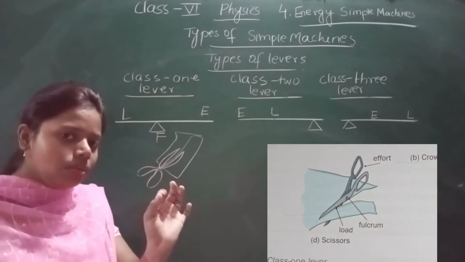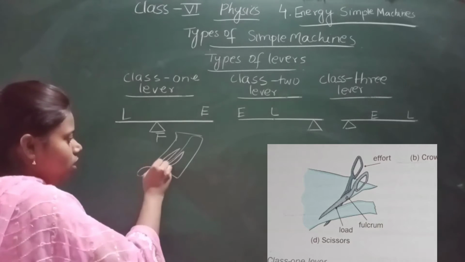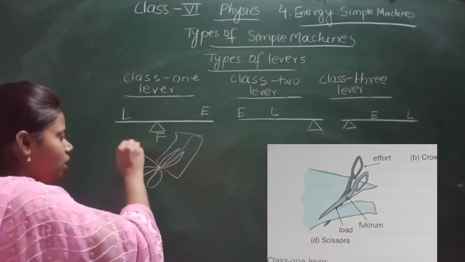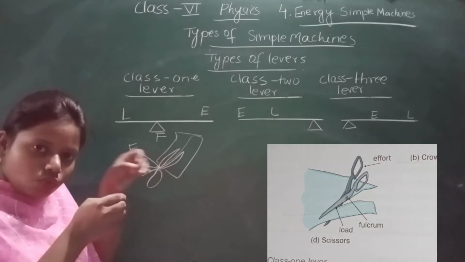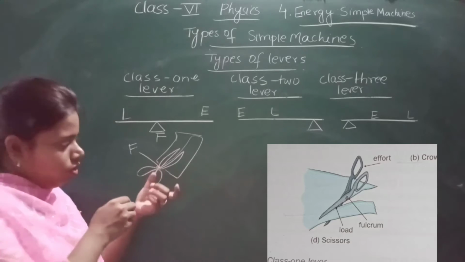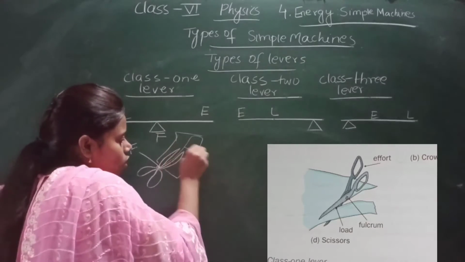So fulcrum, what is it? It is a fixed point. So here you will see a fixed point. So this is your fulcrum. Okay, and you will apply the force to cut the cloth. Now, this cloth is your load.